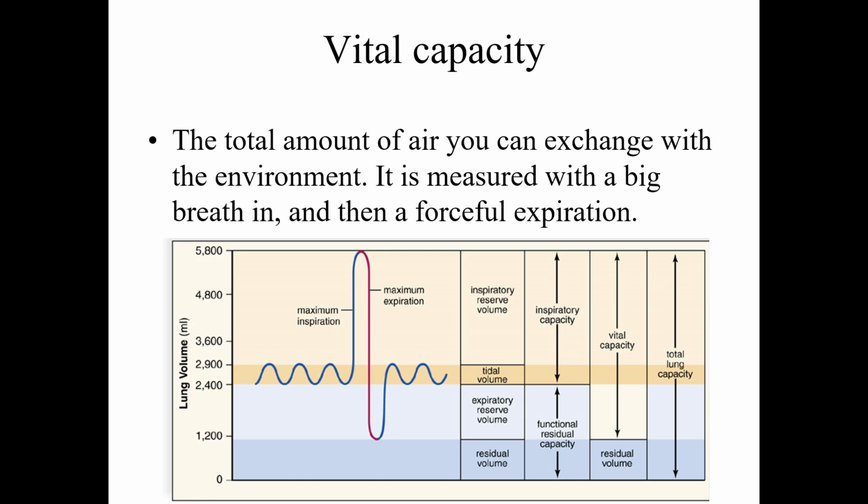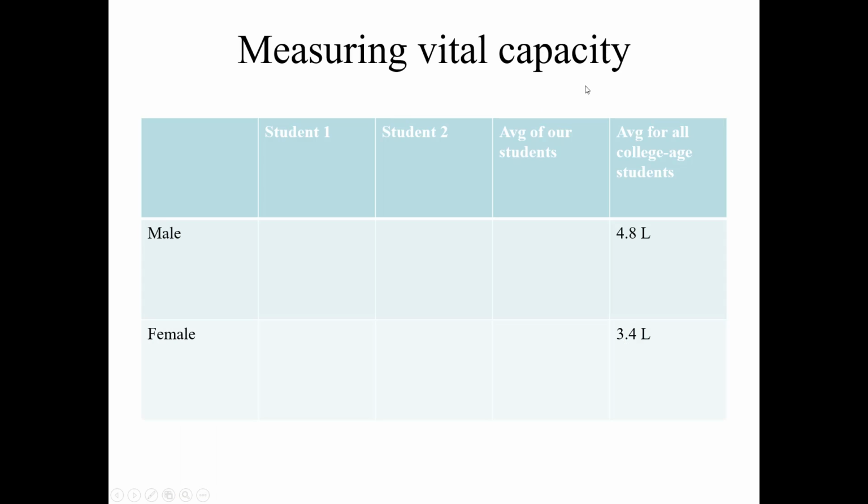To measure your vital capacity, what you do is you take a big deep breath in and then you blow out as much air as you possibly can. Now, vital capacity is not the same thing as total lung capacity, and that's because there's a certain amount of air that you have to keep in the lungs just to keep your lungs from collapsing. So vital capacity is just the amount of air that you can exchange with the outside world.